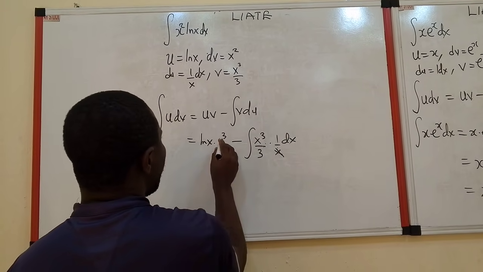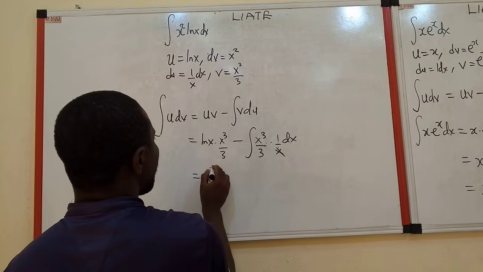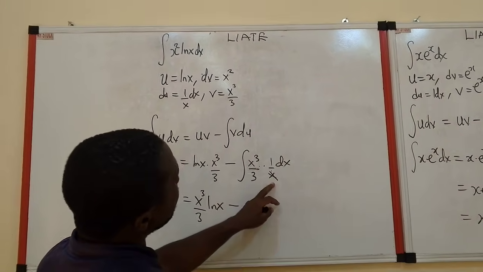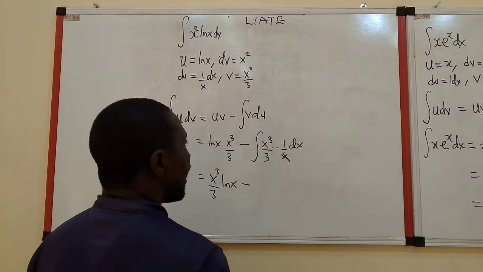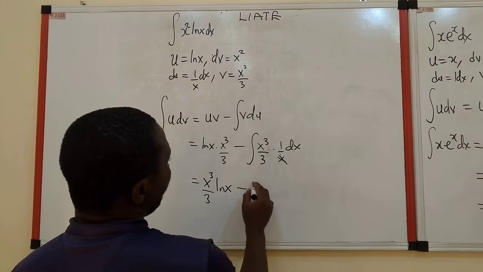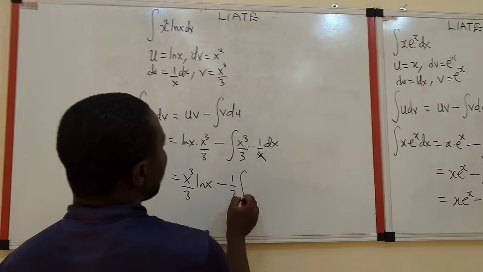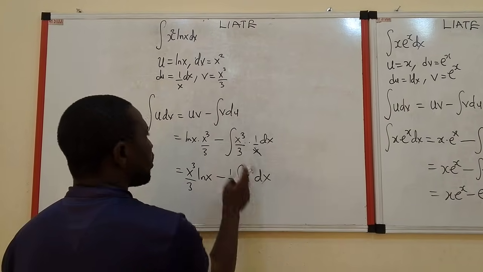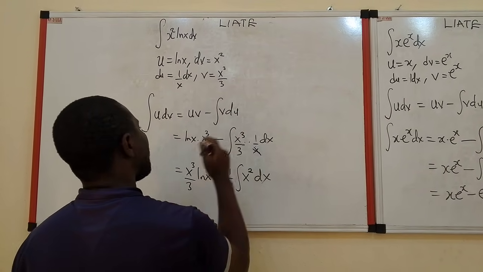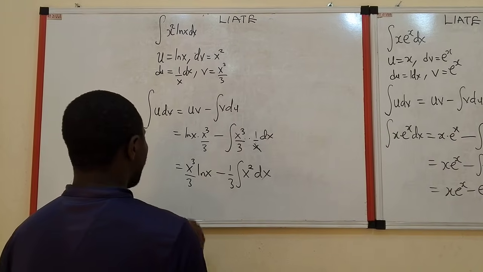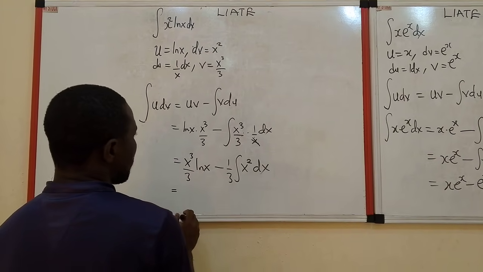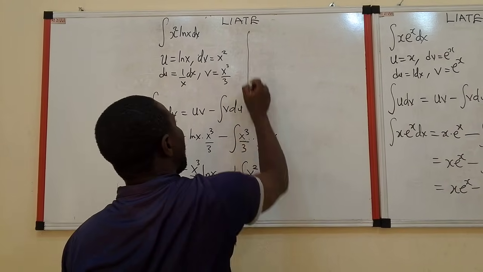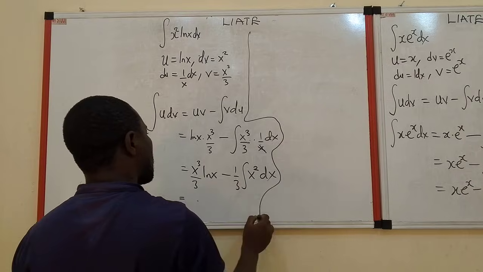So I have this, we multiply this. I have x raised to power 3 over 3 ln x minus, since the x here has cancelled out one of them, I have 1 over 3 the integral of x squared dx. x squared will now remain because one of them has cancelled out. Okay, so I have this now.